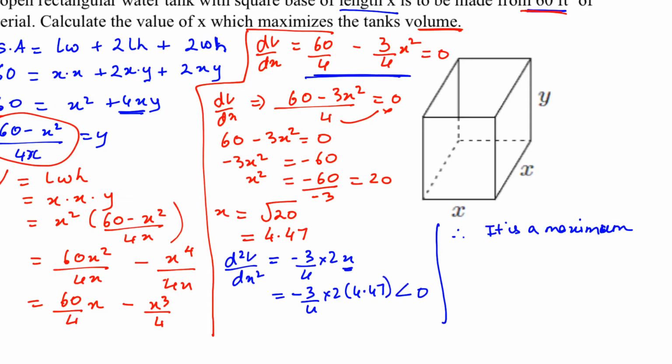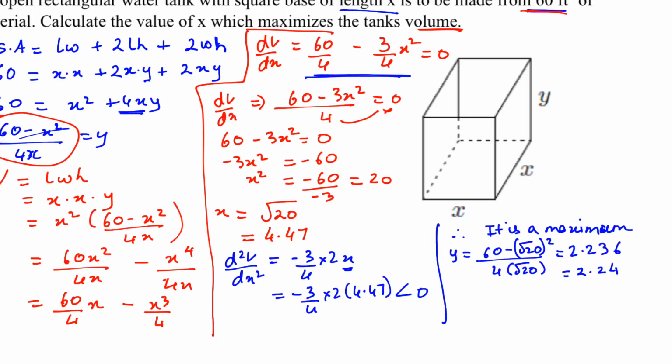We have to find the y. Y is equal to 60 minus, I'll just leave it as square root 20 for now, squared, over 4 times square root 20. Put it in the calculator. Sorry, I forgot to put the square here, and this will give you 2.236. If you round it to two decimals, it is 2.24.